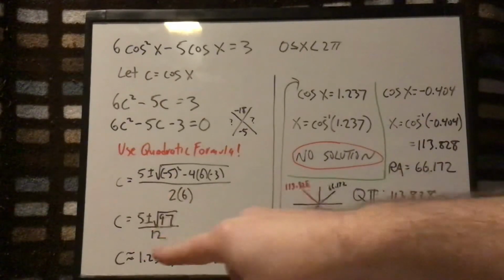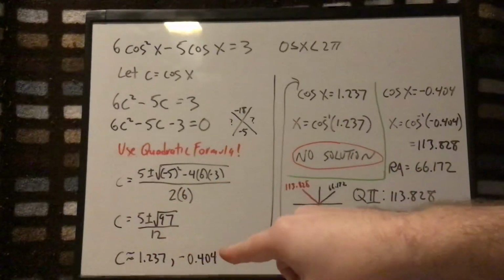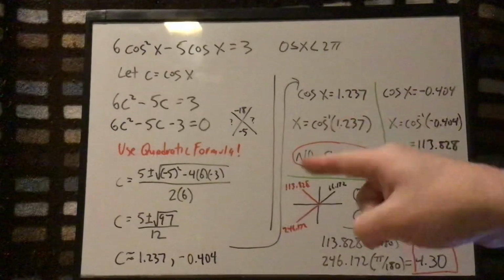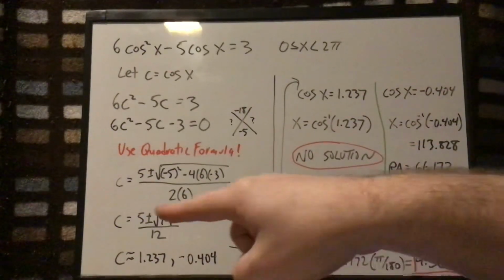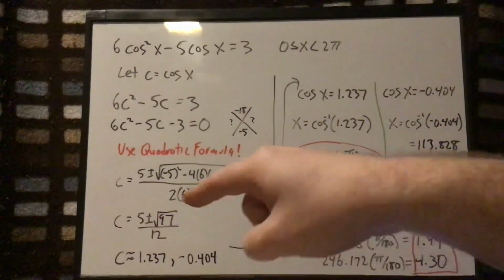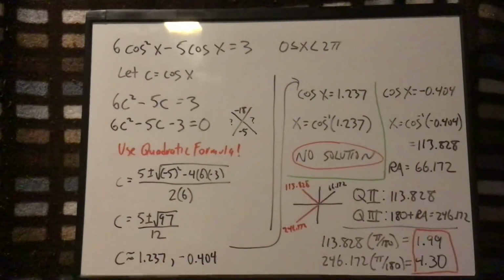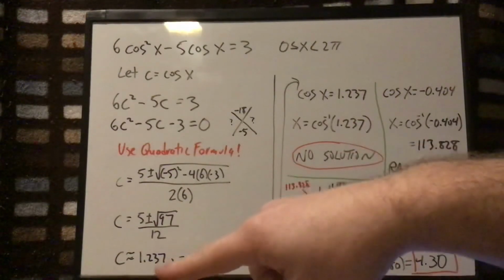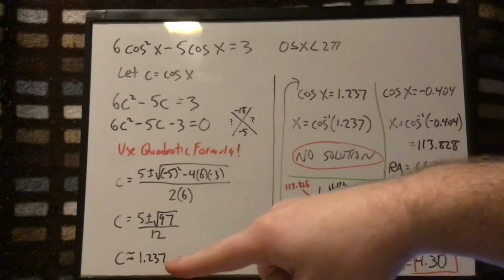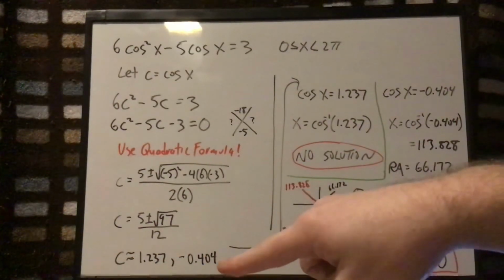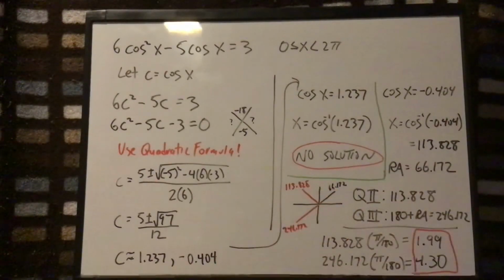It simplifies to this, and I just threw this into the calculator to get the decimals so it was easier to write over here. You could leave it this way and do the inverse in the calculator, but I figured decimals would be easier to look at for this. So the exact answers are 5 plus or minus radical 97 over 12, but it's easier to look at them as decimals. One of the answers is that c has to be 1.237. The other one is that c is negative 0.404.